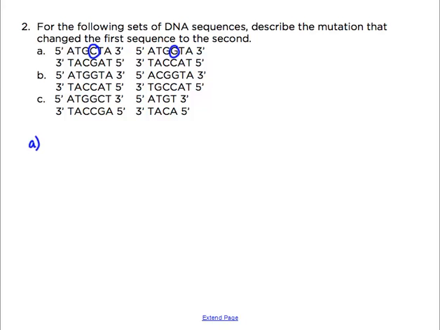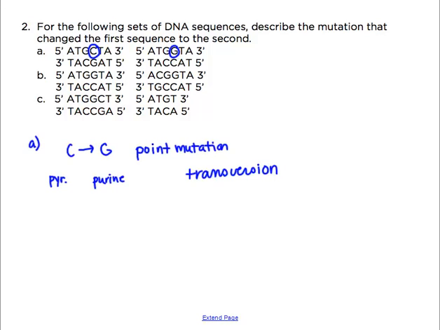And then if you continue, TA, they're both TA at the end. So the only mutation in here was from a C to a G. Now because this was one base, we're going to call this a point mutation. And it's a C to a G. Now remember that C, cytosine, is a pyrimidine, and G, guanine, is a purine. So when you change from a pyrimidine to a purine, or from a purine to a pyrimidine, this is called a transversion mutation. Okay, so that's how you describe the mutation in part A.